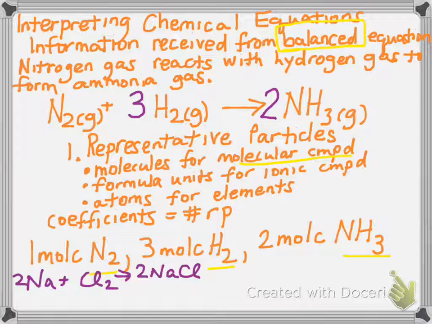So I still use my coefficients for my number of representative particles, but what I call the representative particle depends upon what substance I'm talking about. Okay, so one way we can interpret chemical equations, and information we can get from our balanced chemical equation, is we can interpret it in terms of representative particles. When we do that, our coefficients tell us the number of representative particles.